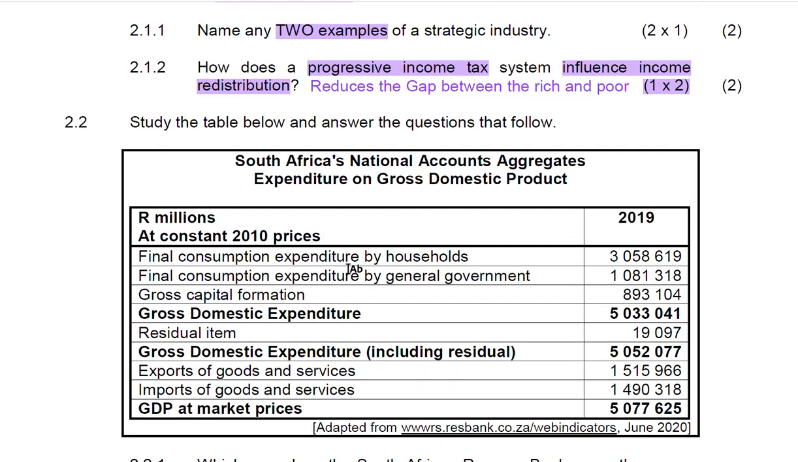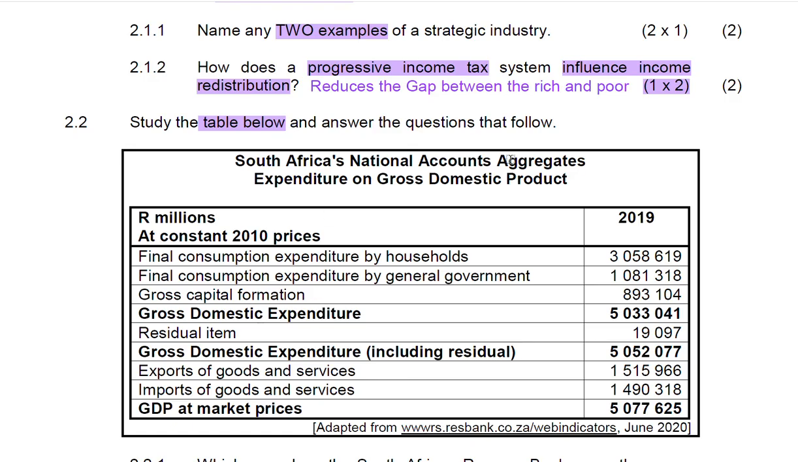Now let's just look at the next question. So the next question is 2.2. 2.2 says, study the table below and answer the question that follows. So you are not going to be able to answer the question properly if you have not studied the table below. So answering questions for this question, which is 2.2, is highly dependent on you understanding what we have on the table and reading the information that we have on the table.